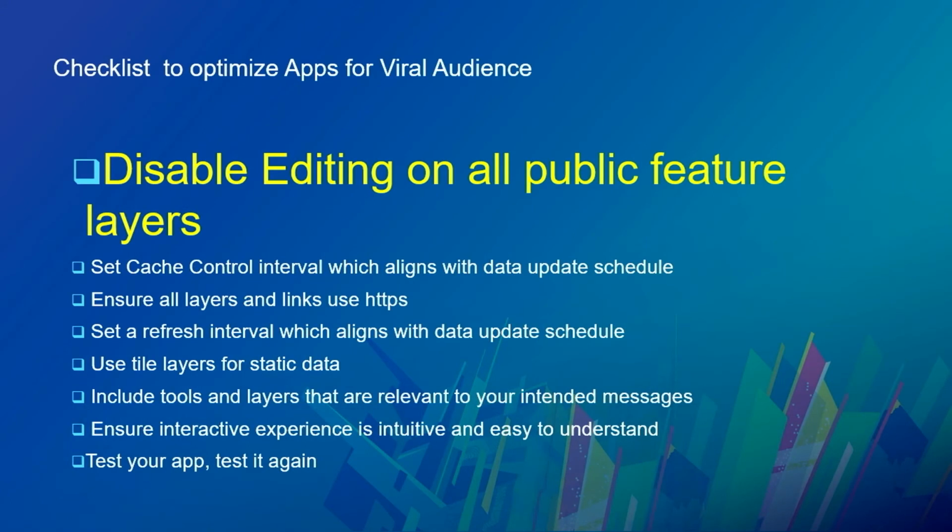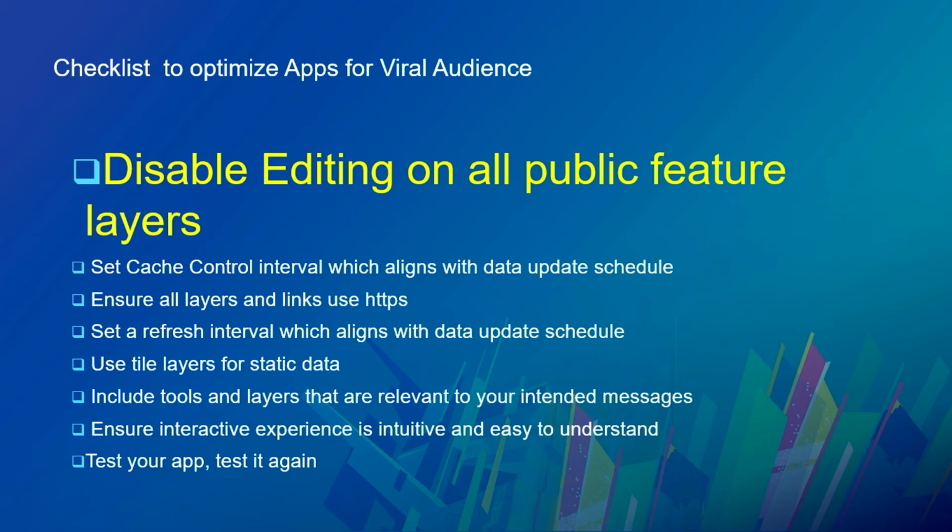Okay, sure. So basically, when you're creating an app that might go viral, we recommend following this checklist. Number one, disable editing on all public feature layers. If you have an app that's going viral, you usually get a call from me if editing's on. Yep, you don't want a phone call from me. No, I'm not that mean.